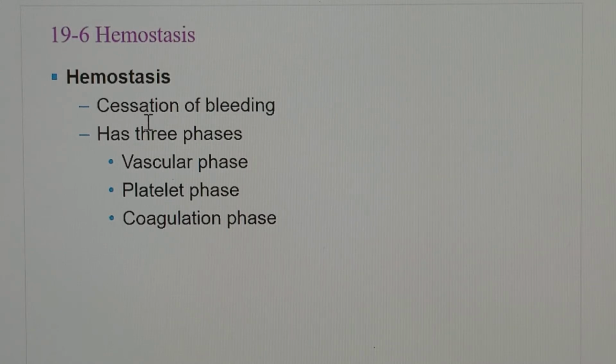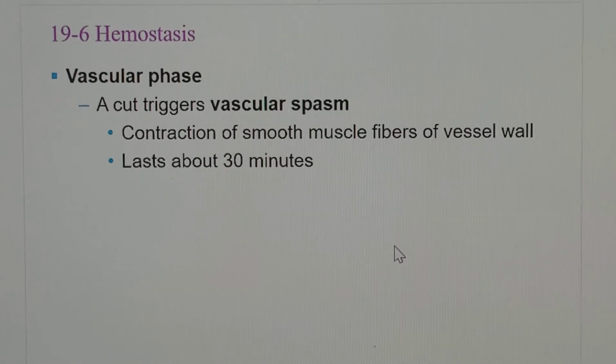Hemostasis. Hemostasis, cessation of bleeding, has 3 phases: the vascular phase, platelet phase, and coagulation phase.